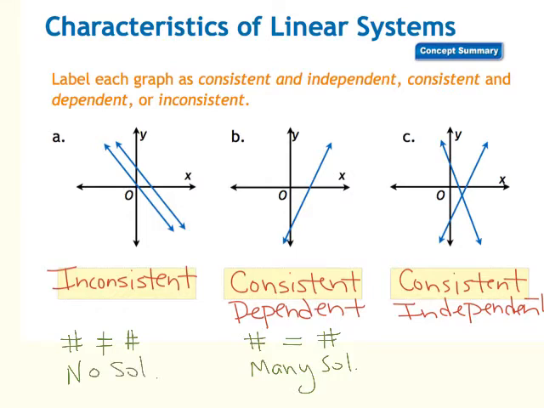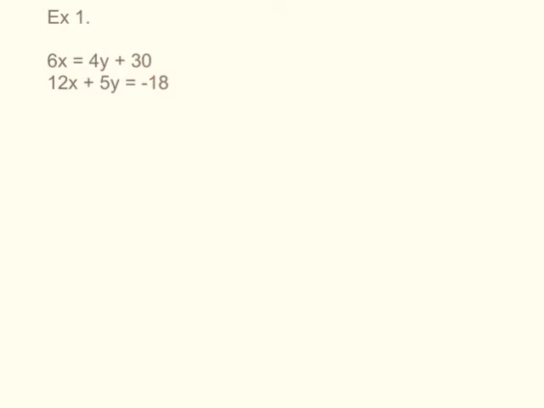And then consistent independent, what would happen is you're going to end up with an ordered pair. You're going to end up with an X and a Y. You would actually solve for those, and that would be one solution. So that would be the main part of what's going on here. The one solution would be that ordered pair right there. Now the examples in this slide.